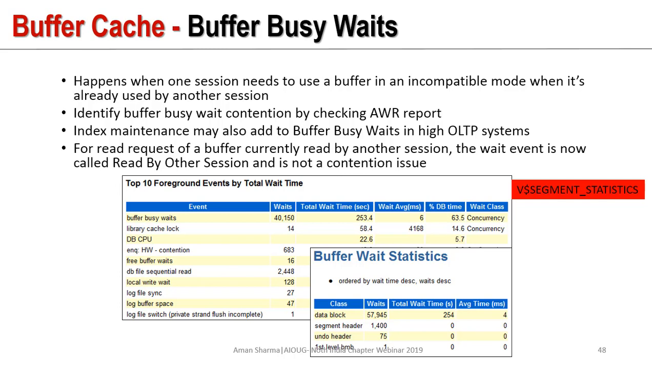There are about 14 such classes available, like data block, segment header, undo header, first level bitmap, second level bitmap, and so forth. So you do need to check what kind of wait or what kind of buffer class wait is actually happening for you, and then decide what is going to be happening in your environment for that kind of buffer.